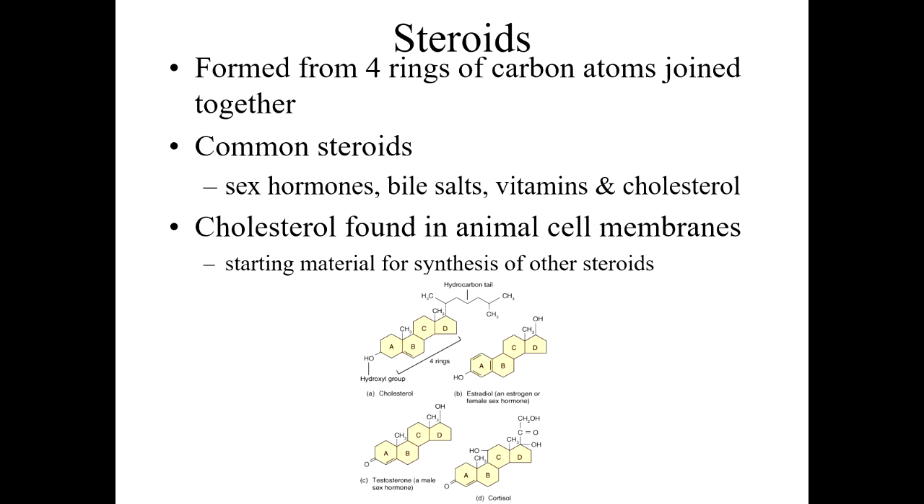Estrogen, progesterone, and testosterone would fall under the sex hormone category. Most of these are going to be produced from your adrenal gland, and in the adrenal cortex is where you're going to get those different types of hormones produced.